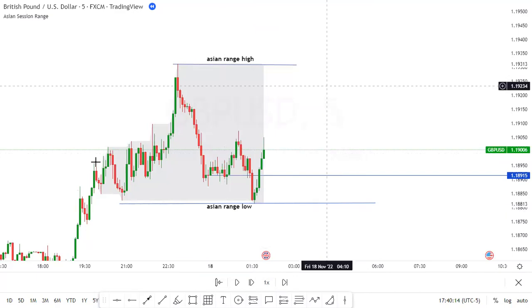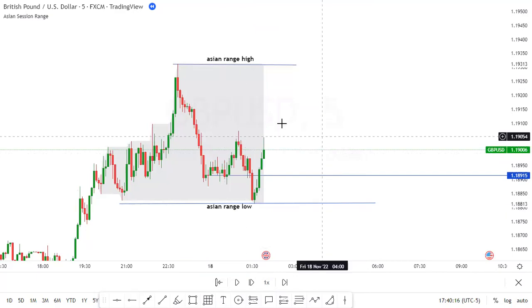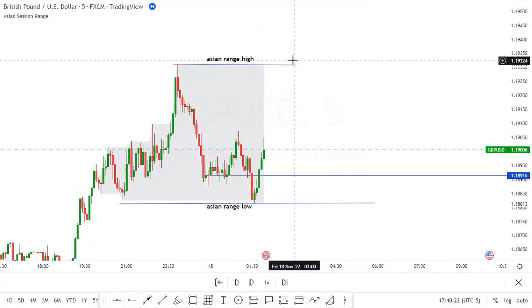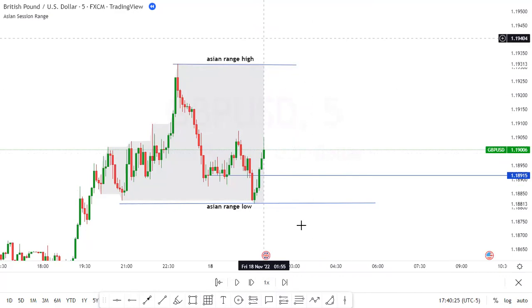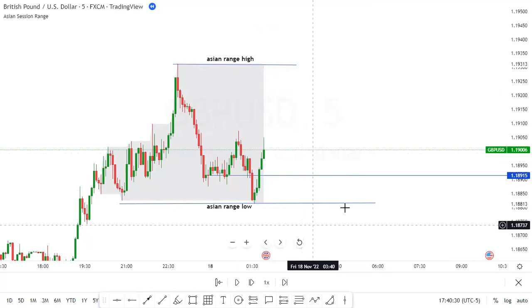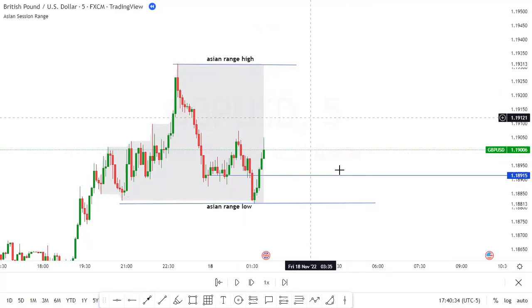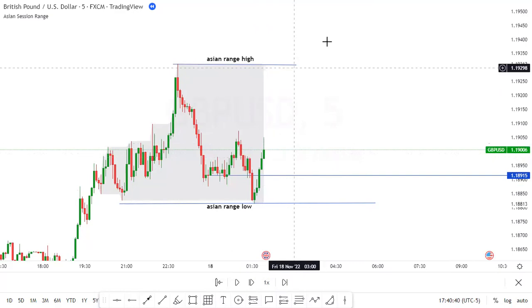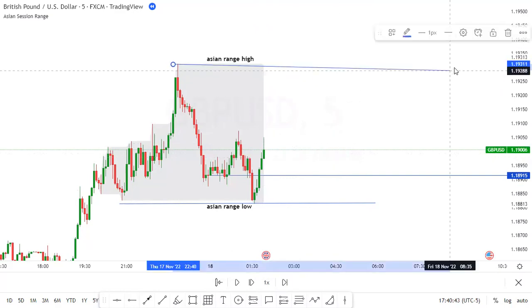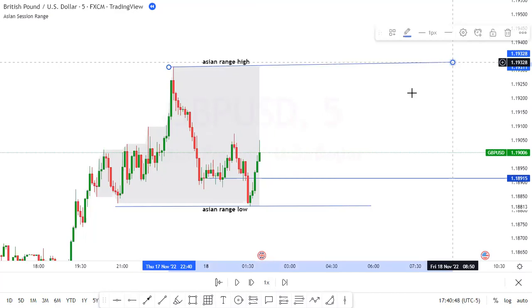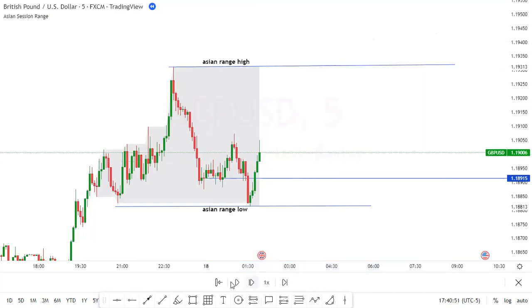After I have marked my Asian range high and Asian range low, I wait to see how the price reacts. If the price breaks the Asian range high, I'm going to look for a market structure shift and look for selling opportunities. But if the market breaks the Asian range low, I'm going to wait for a market structure shift and then look for a buy entry. Let us see if the market will first break the Asian range low or the Asian range high. Let me extend the Asian range high and the low just there.